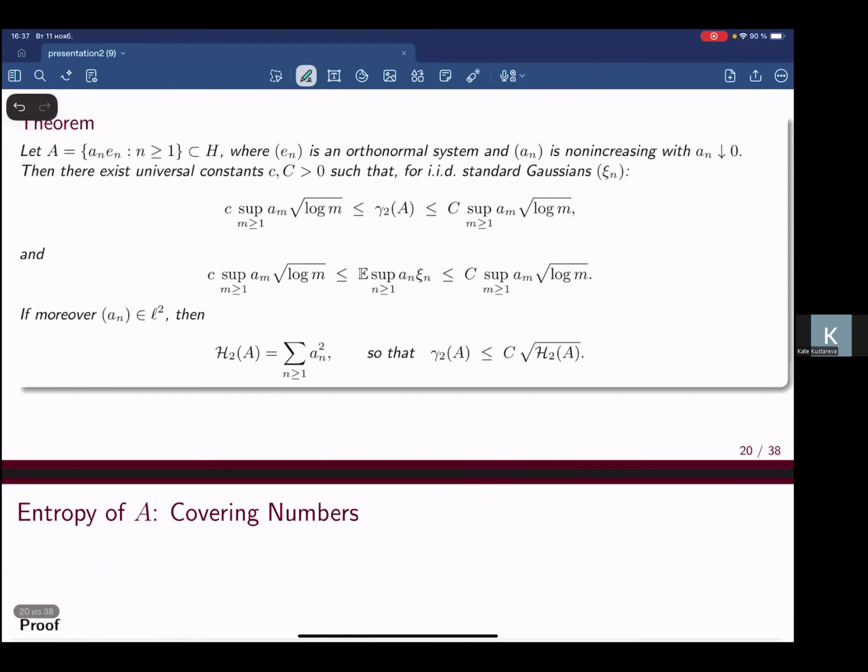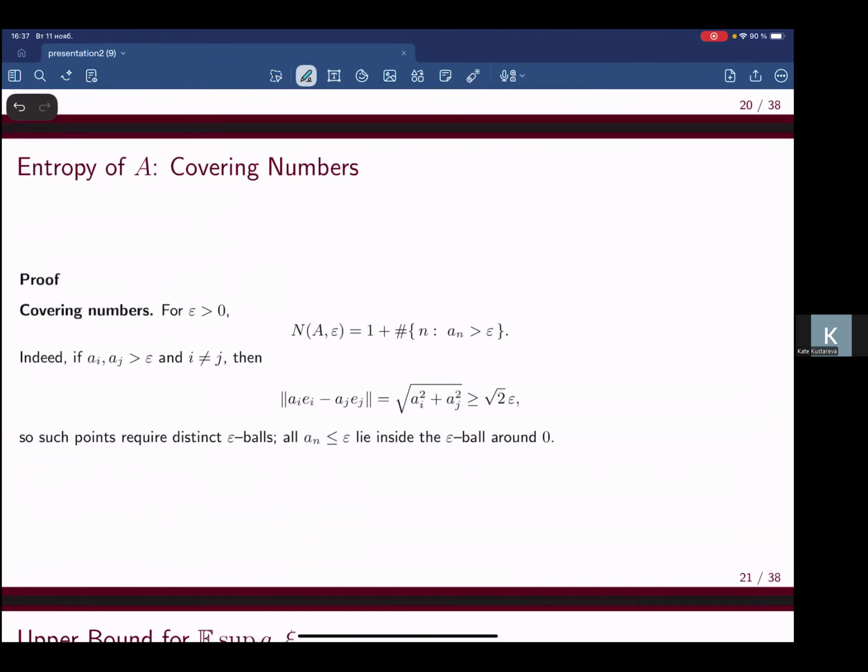So let us prove it, and let's start with the covering number. The first step is to compute the covering number for our orthogonal set A. We fix some level epsilon greater than 0 and look at how many epsilon balls are required to cover the set A. So formally, we define N_A(epsilon). That means we take all indices n for which a_n is larger than epsilon and add one more ball to include the origin.